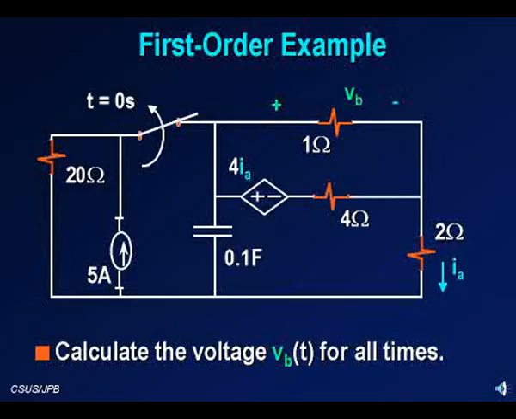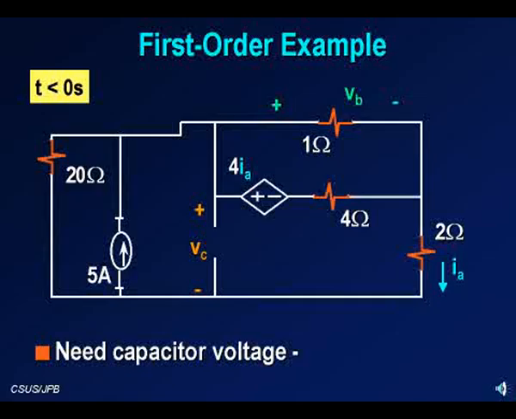Now, anytime you have a switch, you ought to know that we solve the circuit for the time period before the switch action, which is before t equals 0, and the time period after the switch action. We never solve the circuit at t equals 0 because it's undefined. So in the case if we had two switches, we would have three time periods. So we begin by solving the circuit for t less than 0 seconds.